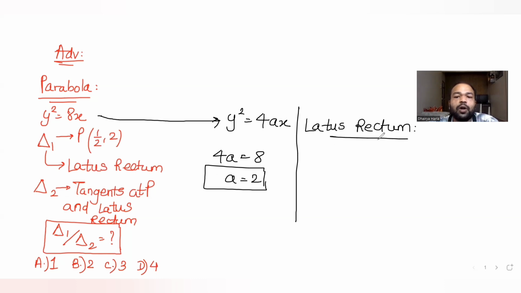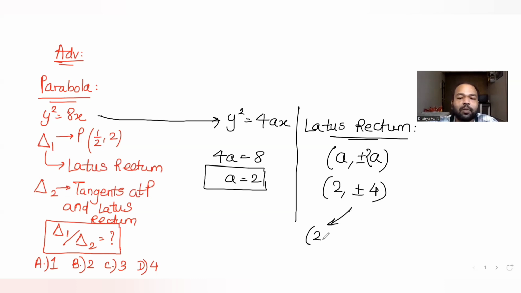For a parabola, the latus rectum endpoints are given by a comma plus or minus 2a. So you get 2 comma plus or minus 4. So the endpoints of the latus rectum become 2 comma 4 and 2 comma minus 4. Now once you have all the 3 vertices, you can form the first triangle.